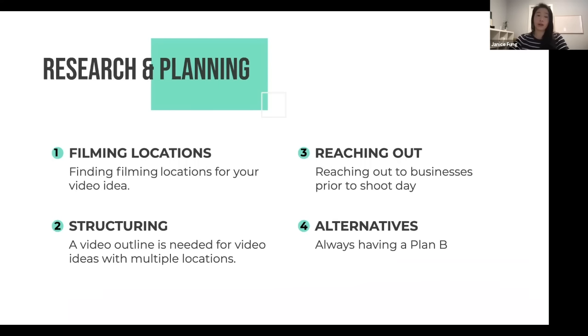And then the fourth part of my research and planning is to figure out alternatives. So in your planning, you always have to have alternatives as contingency in case things don't go your way for whatever reason. So for example, if they don't allow you to film, or if there's bad weather and your shoot is outdoors, or there's been a handful of times where I've been to a restaurant and their food just wasn't as good as I remembered it, and so I had to scrap the location from my video feature.